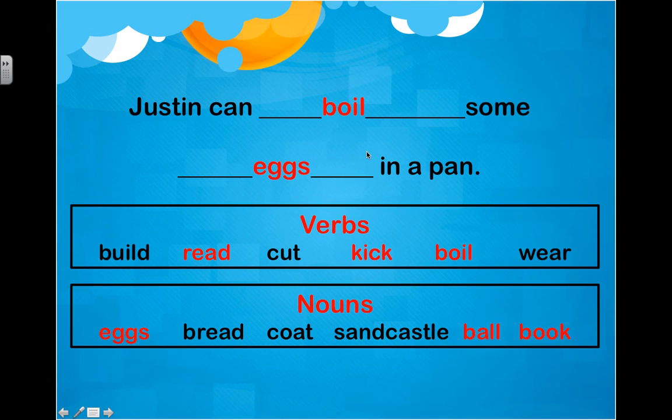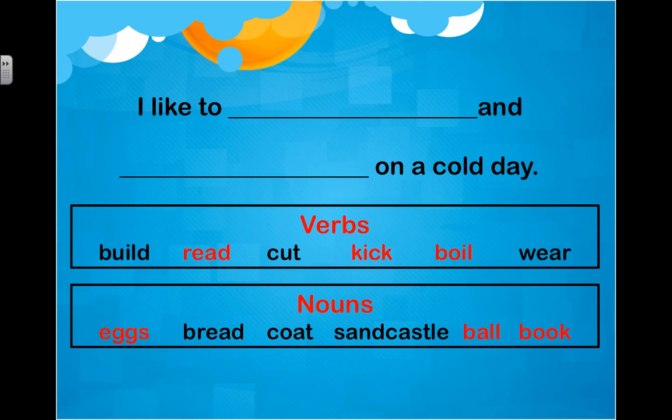Make sure you reread your sentence because you want to make sure it makes sense. Because if I put eggs up here and boil down here, it would say, Justin can egg some boil in a pan. That doesn't make sense, does it? I need to make sure I reread.